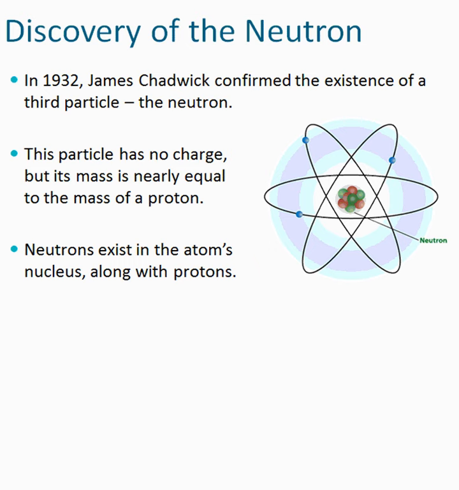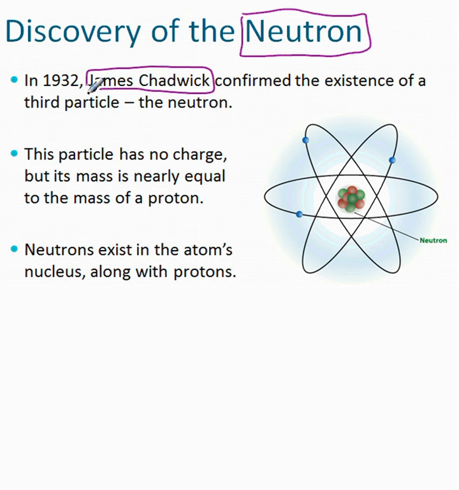The last particle to be discovered was the neutron. James Chadwick is the guy that discovered it. We know the neutron is actually in the nucleus with the proton. That was discovered in 1932, and thus you end up with a full atomic model.